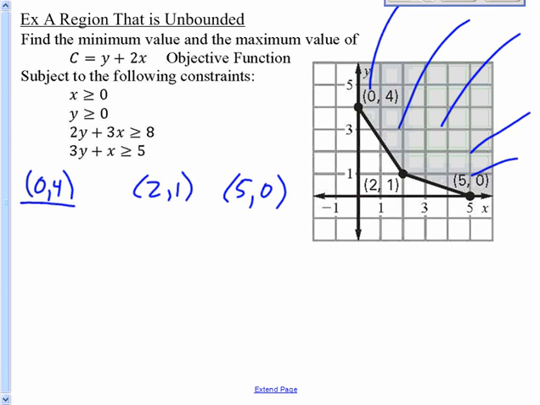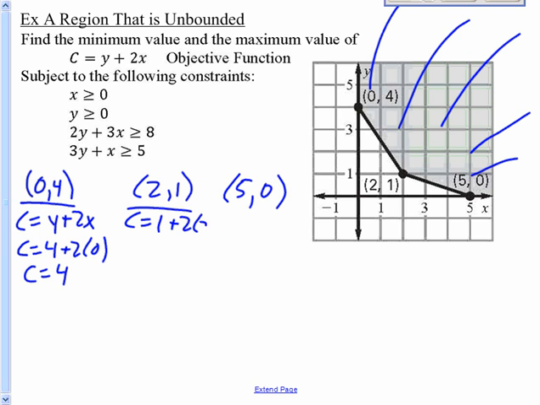All right, so let's check 0, 4. C equals y plus 2x. 4 plus 2 times 0. C equals 4. Let's plug this one in. Y plus 2x. C equals 5. Plug this one in. Y plus 2x. C equals 10. Okay, so if I'm looking at this right now, it looks like that 4 looks to be my minimum value there.